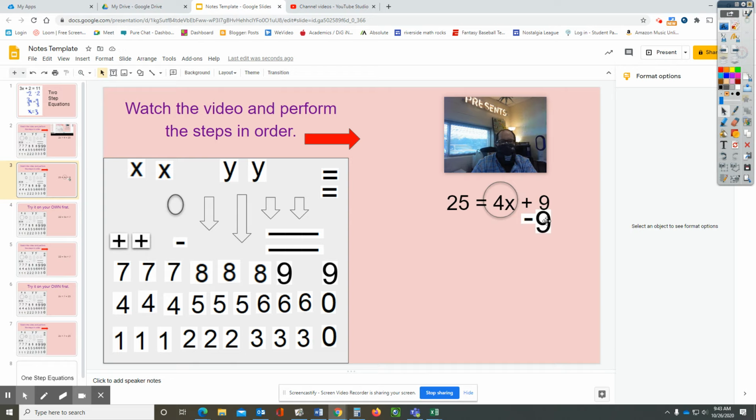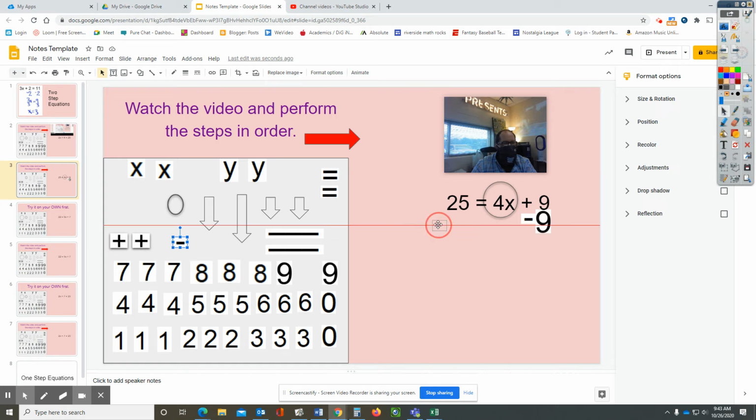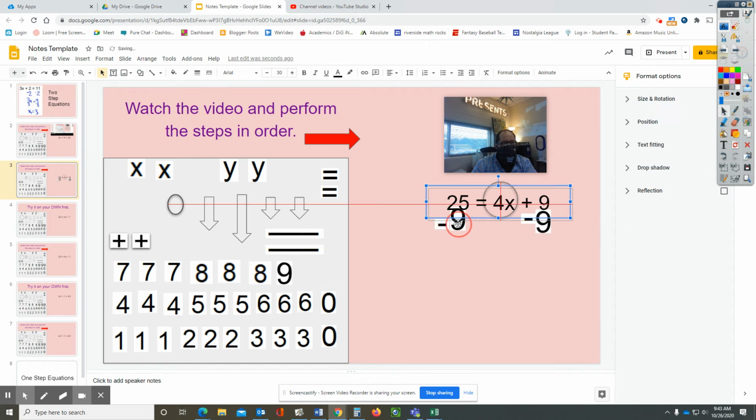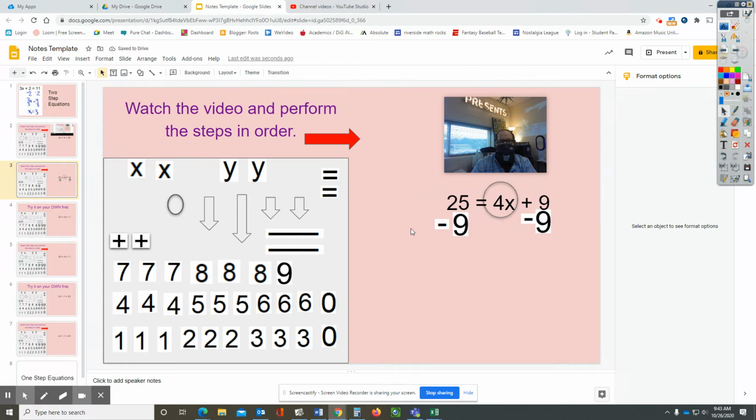Now remember, if I subtract 9 on the right-hand side, I have to balance it out by subtracting 9 on the left-hand side. So whatever I do to one side, I have to do to the other. So I'm going to bring down my minus 9 over here. Let's move my 9 a little bit. There we go. So now we've got 25 minus 9.